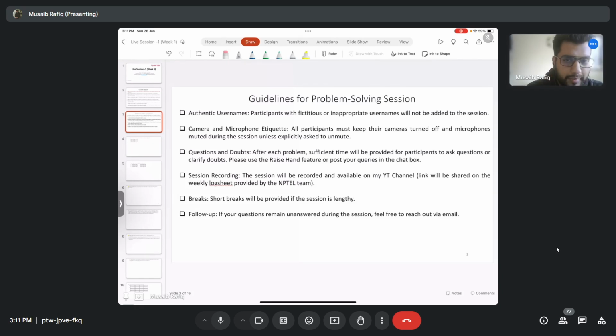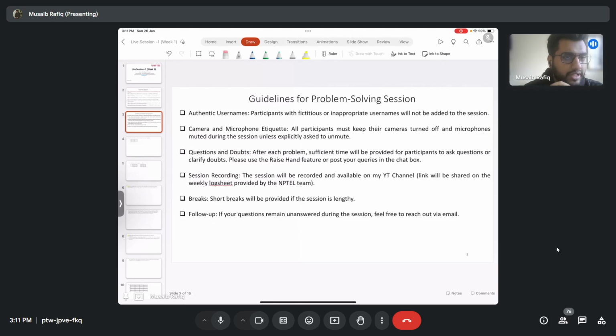The second thing is camera and microphone etiquette. First of all, cameras must be kept off all the time. No need to turn on your cameras, and microphones should be muted during the session. Whenever I'm solving a problem or whenever I'm saying something, microphones should be muted.